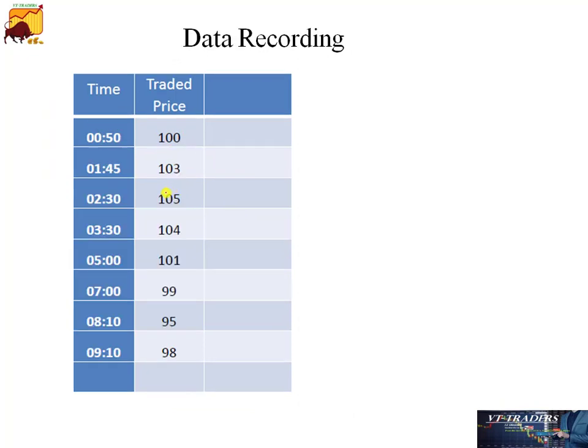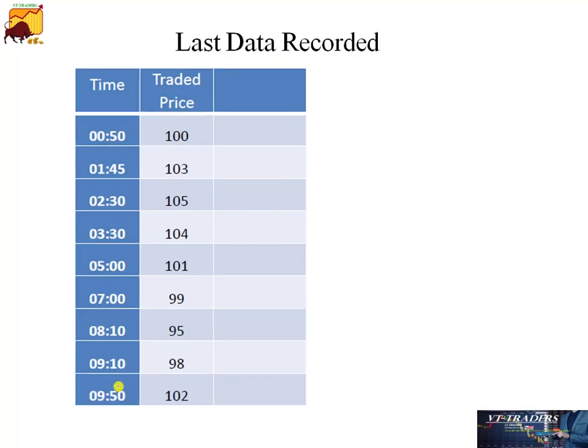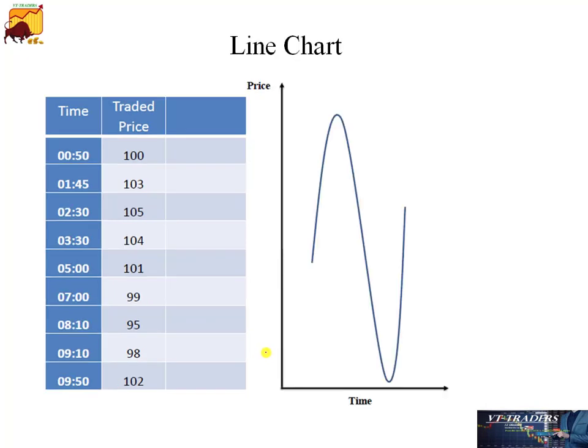Now, record all the data. At 50 second it is 100, at 1 minute 45 second it is 103, at 2 minute 30 second it is 105, and so on. You have to record all the data, and the last data recorded at 9 minute 50 second is 102. So this is the last data recorded. Now we have the data of trade prices, that is exchanges. Total 10 prices are there.